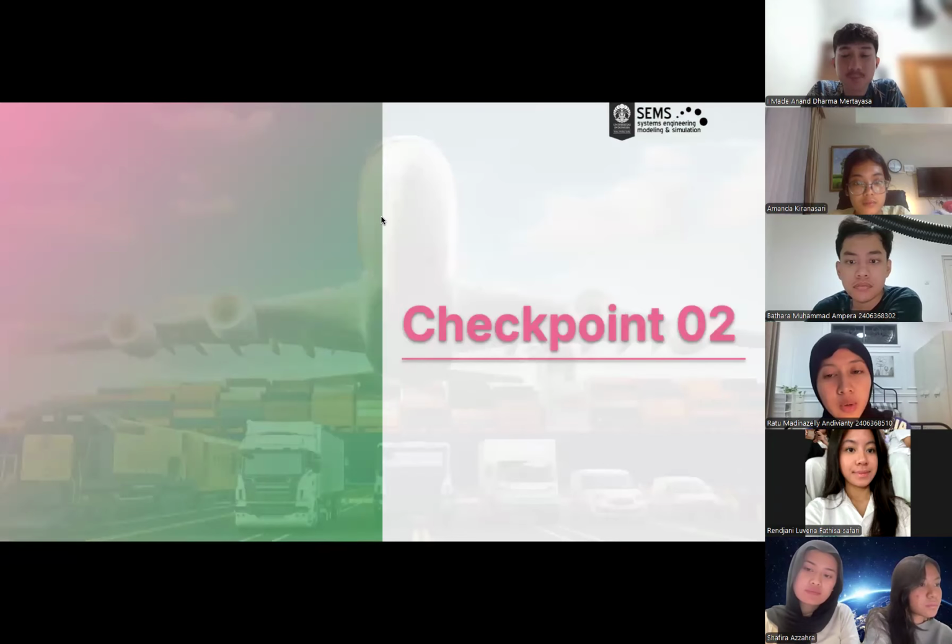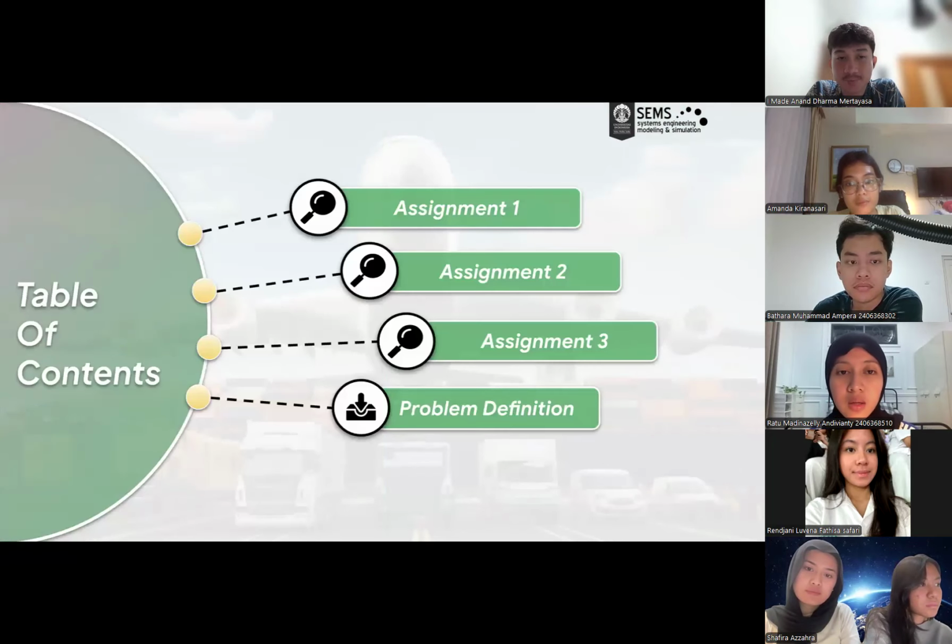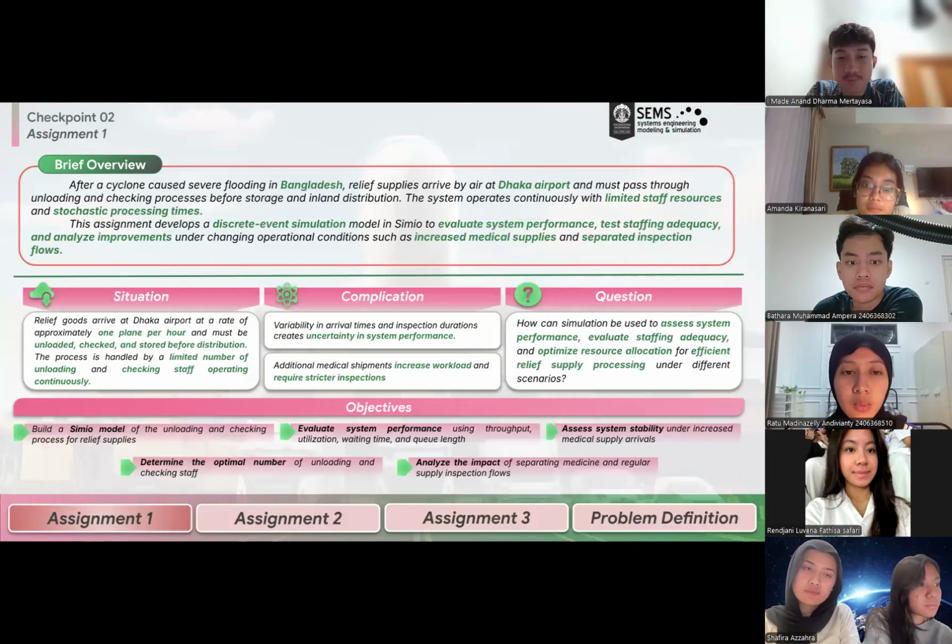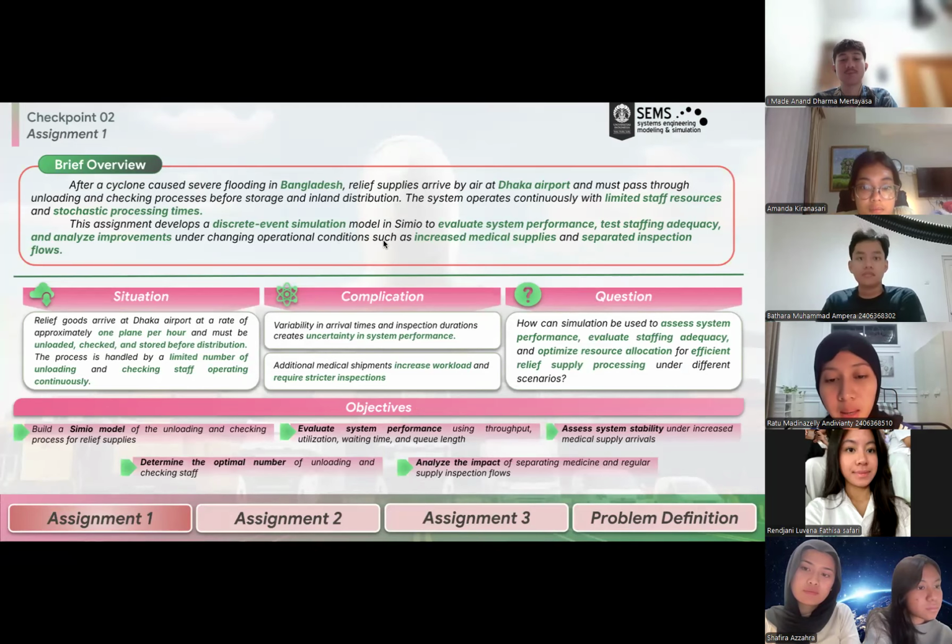Here we have checkpoint 2. For assignment 1, we want to build the SIMIO model, evaluate system performance, assess system stability, determine the optimal number, and analyze the impact.